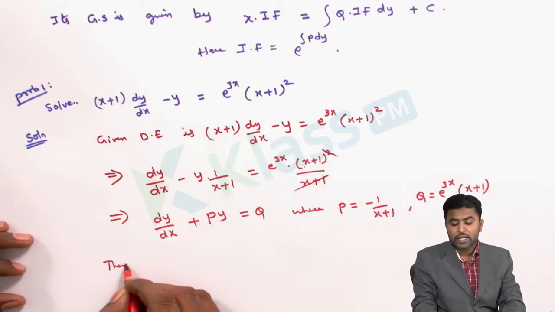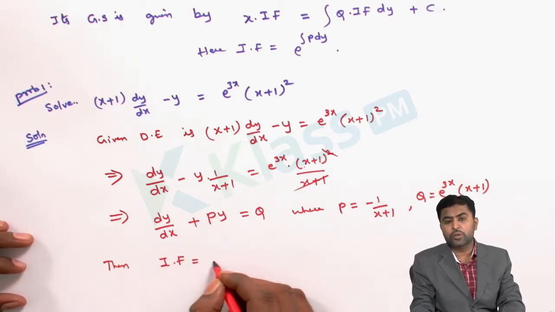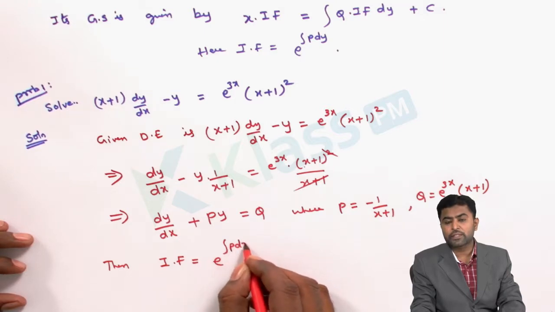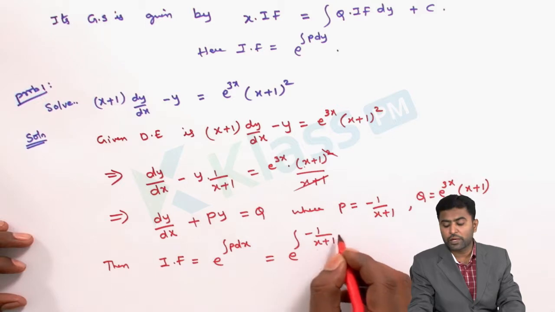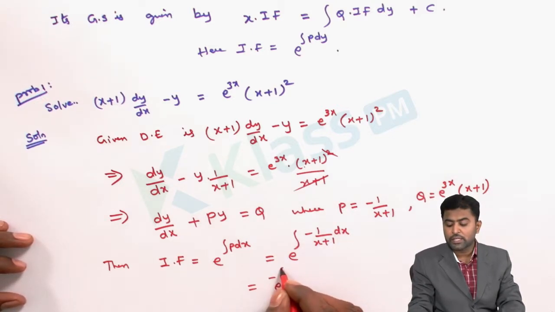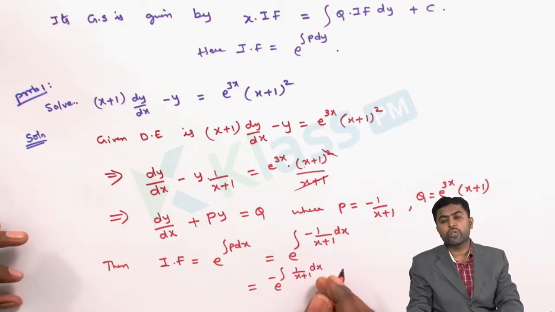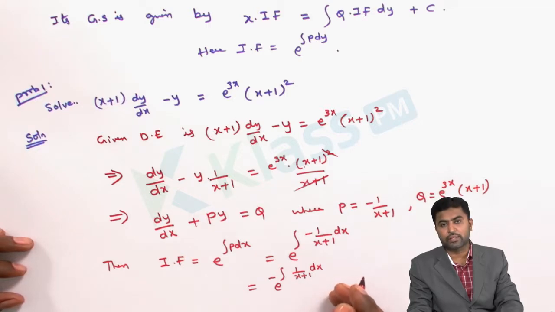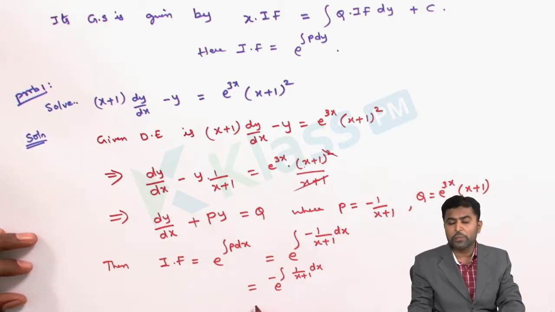Then we have to find the integrating factor. Integrating factor is equal to e power integral p dx, which is equal to e power integral of minus 1 by x plus 1 dx, which is e power minus integration of 1 by x plus 1 dx. We know that integration of 1 by x is log x. In the same way, integration of 1 by x plus 1 is log of x plus 1. So that becomes e power minus log of x plus 1.